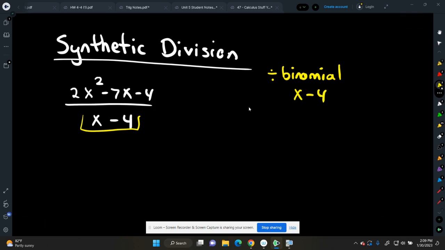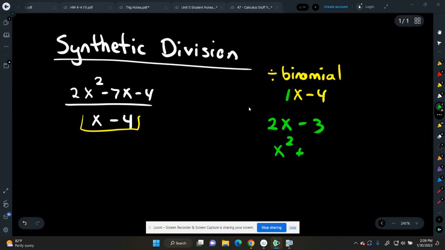The other thing is that the number in front of the x must be a 1. So it will not work if you have 2x minus 3. It won't work if you have x squared plus 5, right? Neither one of these are going to work. It has to be just x and a number. Okay, synthetic division is actually really easy. You're going to like it.